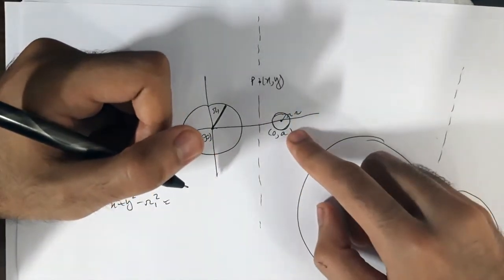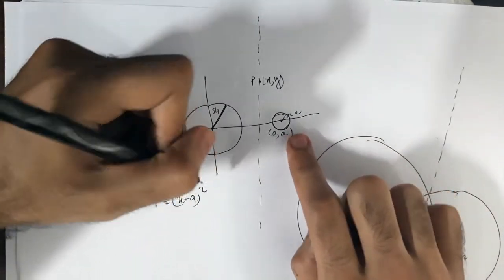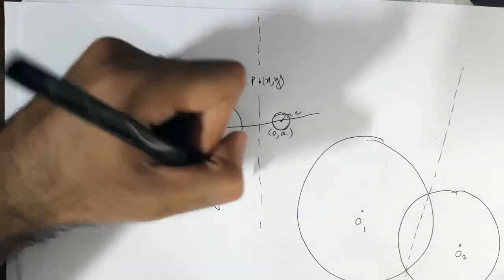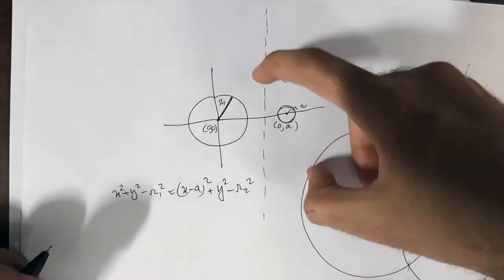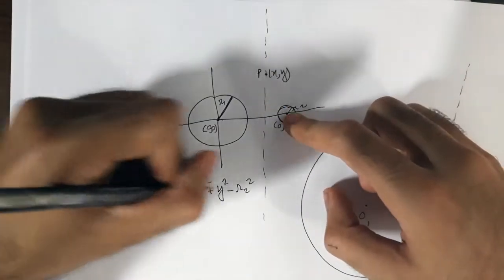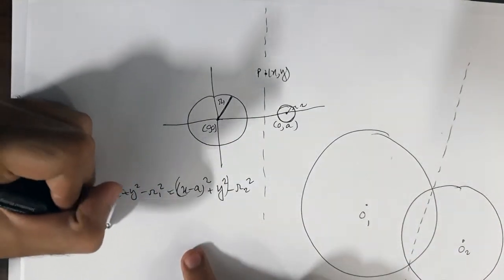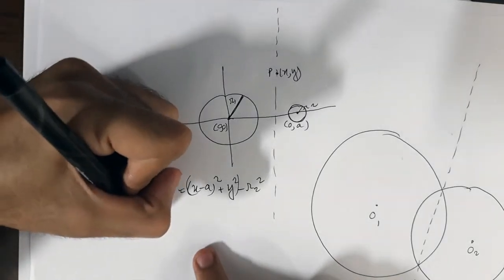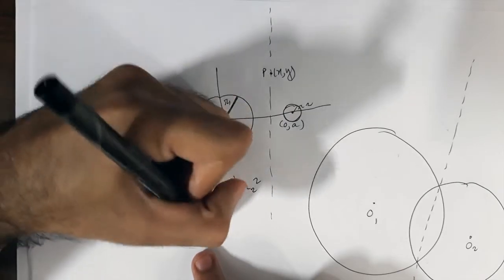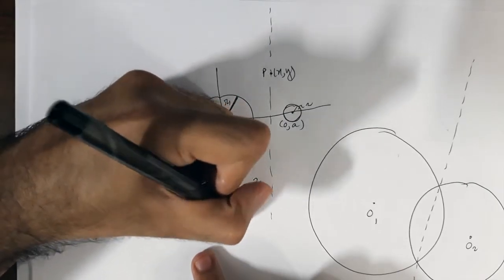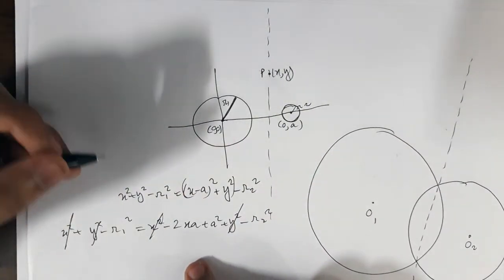With respect to this one would be, I guess, x minus a square plus y square minus r2 square. So this is OP square. OP is this thing and radius. So once we open this, we have x square plus y square minus r1 square equal to x square minus 2xa plus a square plus y square minus r2 square. So this cancels out, this cancels out, and we have this.